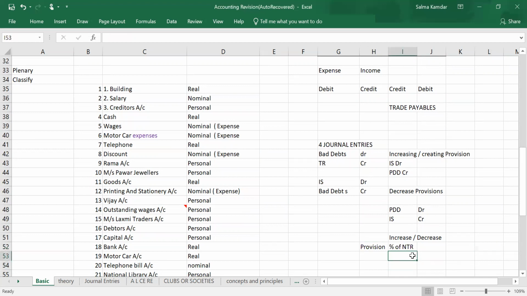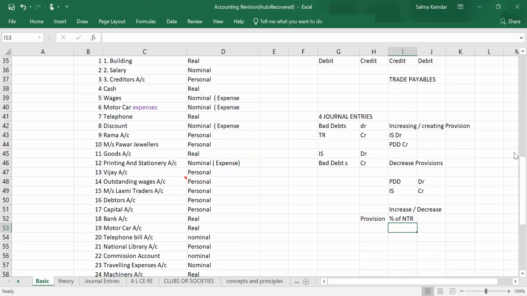But how do you calculate the increase or decrease? How will you come to know whether your provisions are increasing or decreasing? Old minus new. If the answer is positive, then it's decreasing, and it is other income. If the answer is negative, then it's other expense and your provision is increasing.